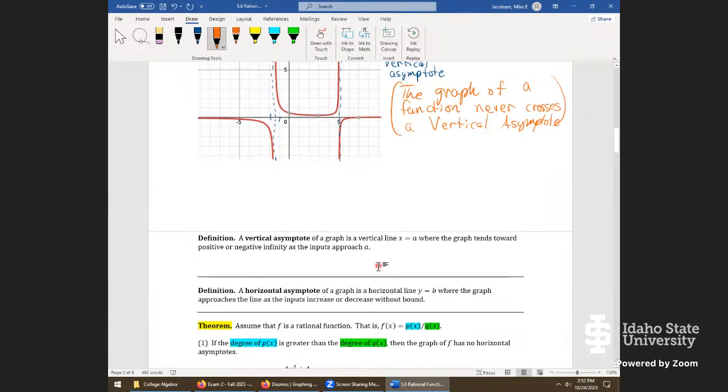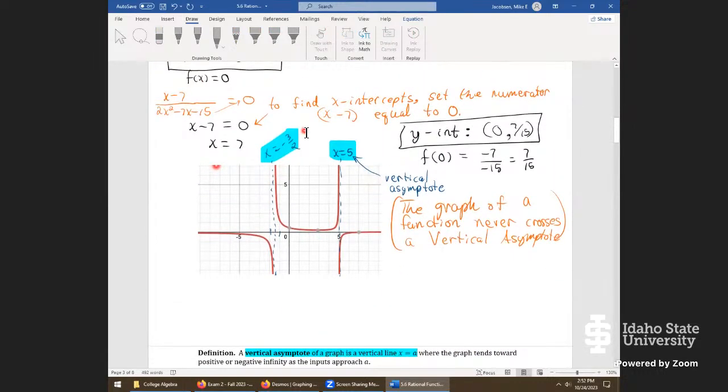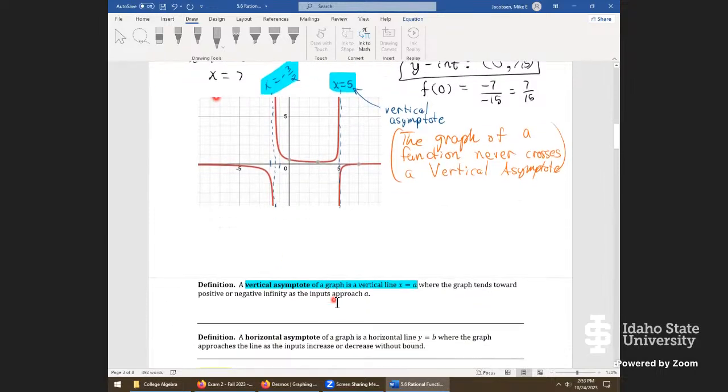Here, just for completeness, a vertical asymptote is defined right here as a vertical line, x equals a. We wrote these as x equals 5, x equals negative 3/2, where the graph tends towards the positive or negative infinity as the inputs approach a. This one's heading towards positive infinity on this branch, heading towards negative infinity on that branch.